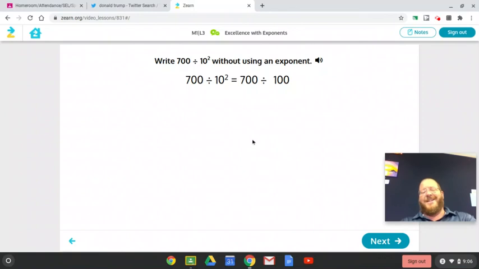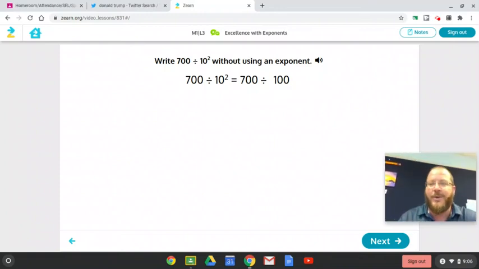Oh, I'm sorry. I'm giving them the answer already. They're looking, what am I dividing by? I'm dividing by 100. The answer is going to be 7, though, or 7.00. Slow down, Mr. Calvert. Read what they're asking you.